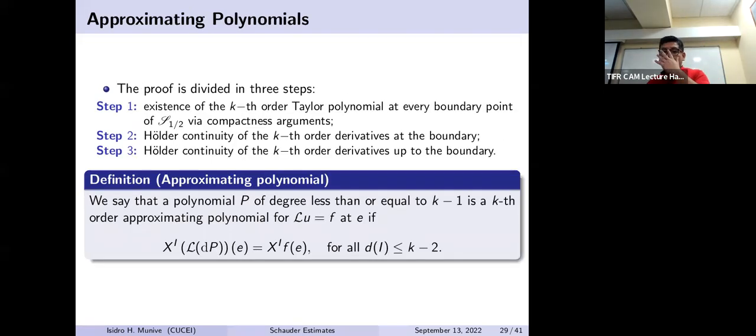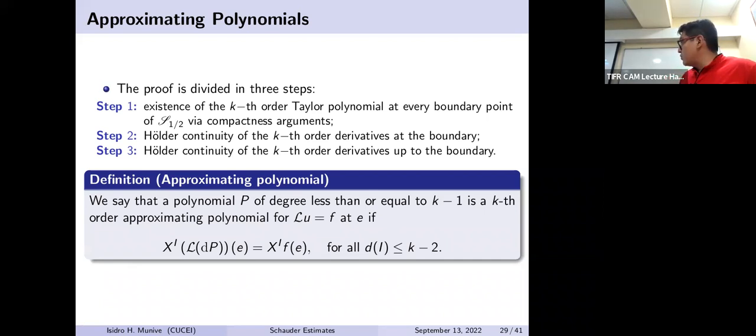So what are the steps in this proof? We prove first that there is a k-order Taylor polynomial at every point. With that information, we prove that the derivatives of the boundary have this Hölder continuity. So these are the steps. And for that, we need this approximating polynomial.